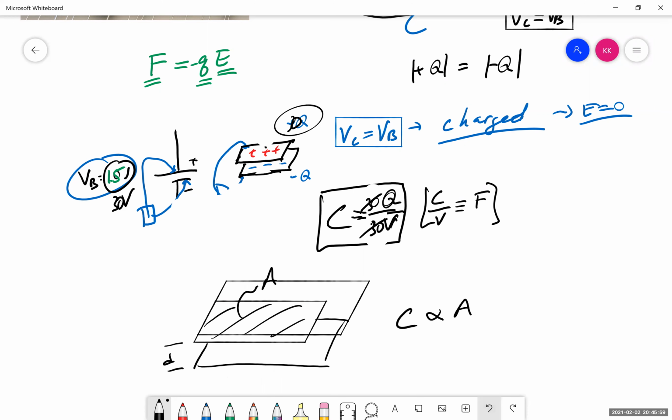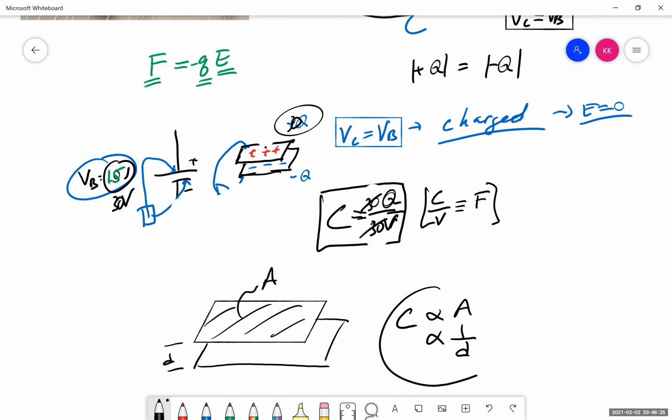So the capacitance is directly proportional to area, but it is also inversely proportional to the distance between the plates. That means if I move the plates away from one another or bring them closer, the capacitance is affected, in such a way that if I move them further apart, capacitance decreases. Move them closer, capacitance increases.